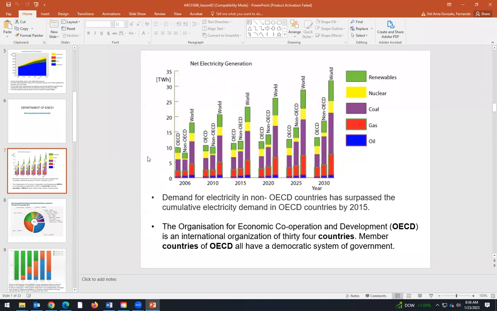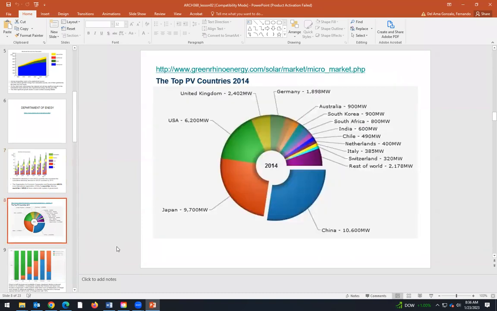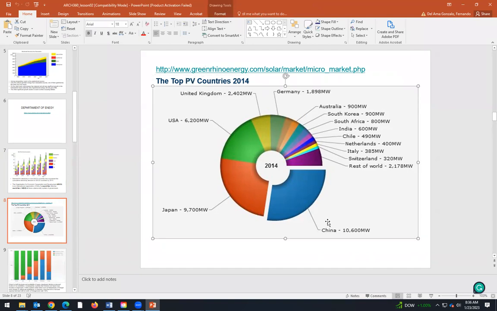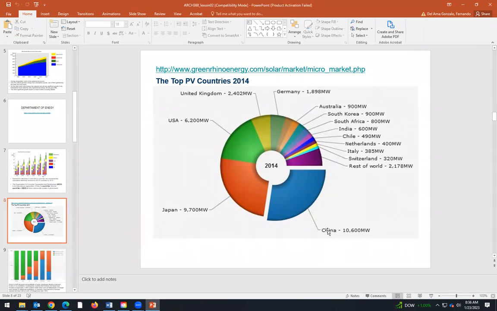Okay, so this is what happens worldwide. In terms of renewable energy, which country produces the most energy out of PV panels, out of solar energy? It's China. Probably China is also the country that consumes the most coal, but it's such a huge country that it's probably first in all the statistics. Then we have Japan and the USA. So those are the countries that produce the most solar energy.